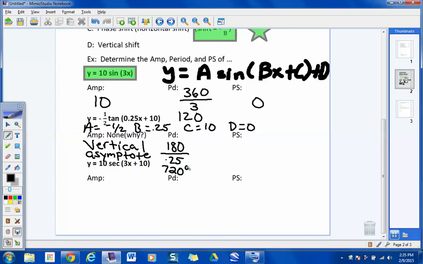Talk about this phase shift. All right, help me out, gang. This phase shift. What did it say the phase shift was equal to? Up top here. Opposite of C divided by what? B. Okay.